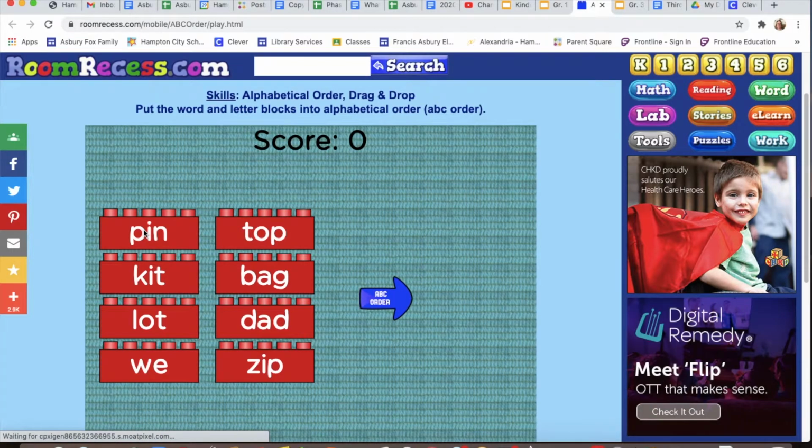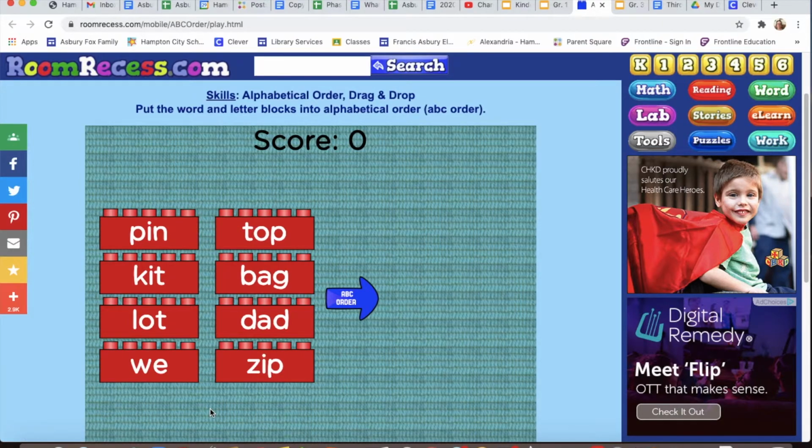So like Miss T said, you're going to look at the first letter of each word. I have pen, kit, lot, we, top, bag, dad, and zip. Okay, when we think of our ABCs, what's the first letter of our alphabet? A. Good job. Now, your job is to look and see if any of these words start with the letter A, and they do not.